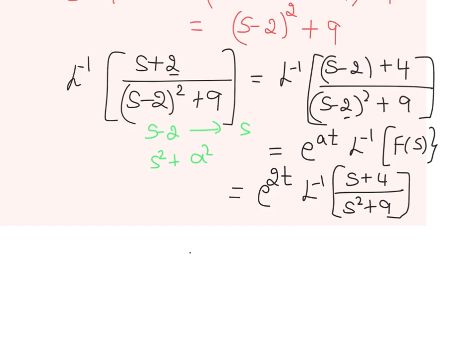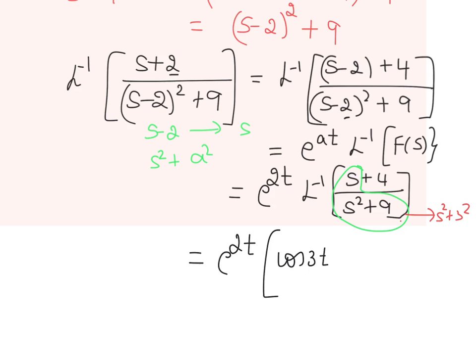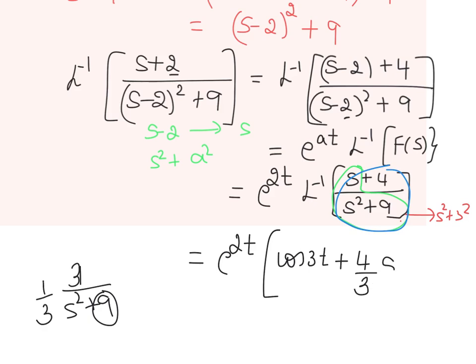Next, we separate it. e power 2t L inverse of s by (s square plus 9). It is cos 3t, because we have s square plus 9, which is s square plus 3 square. Next, we have L inverse of 4 by (s square plus 9). So we keep 4 out. Then it will be 1 divided by (s square plus 9). If there is no s in the numerator, a should be present. What is our a? a square is 3 square, so a is 3. So we multiply and divide by 3. So what we get is 4 by 3 sin 3t.